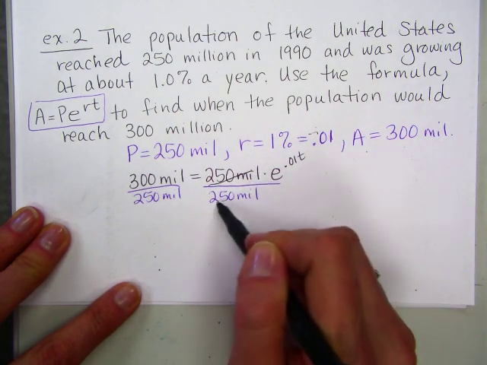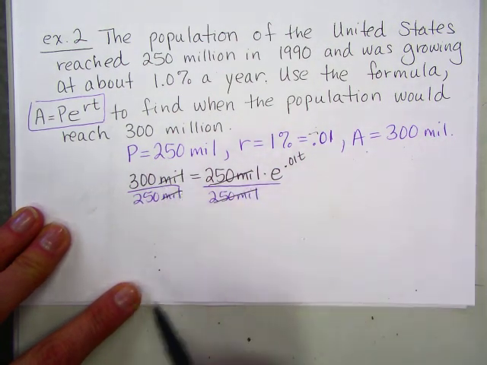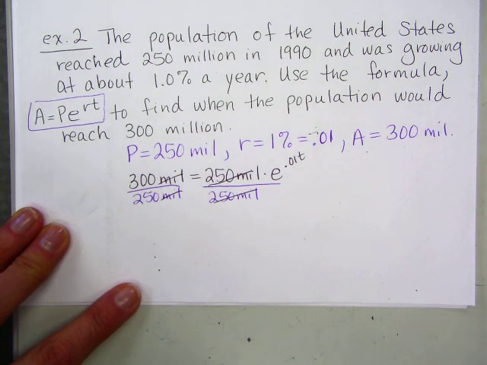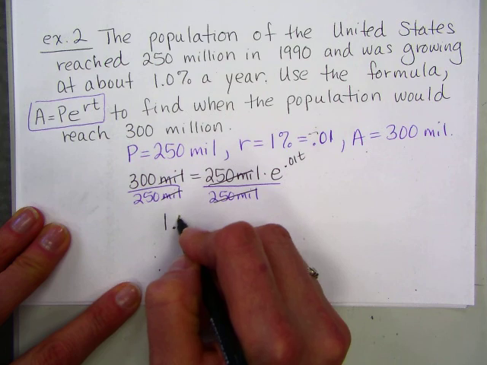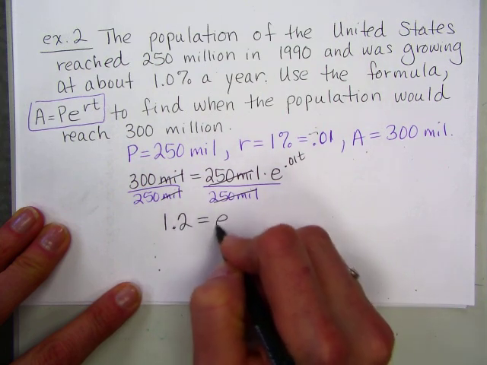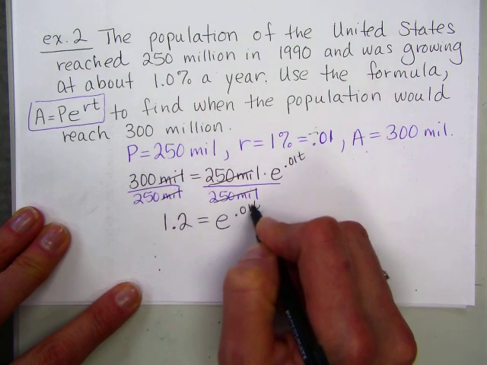Okay. Over here they cancel. Over here the millions cancel. Okay. So 300 divided by 250 is 1.2 equals E to the 0.01 T.